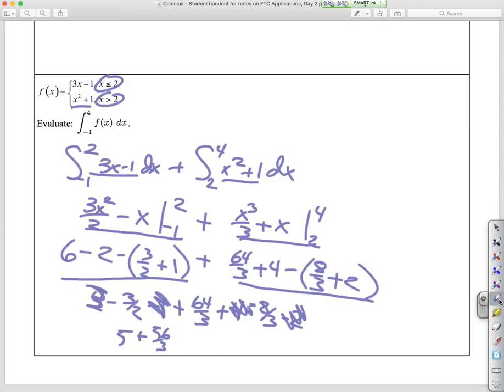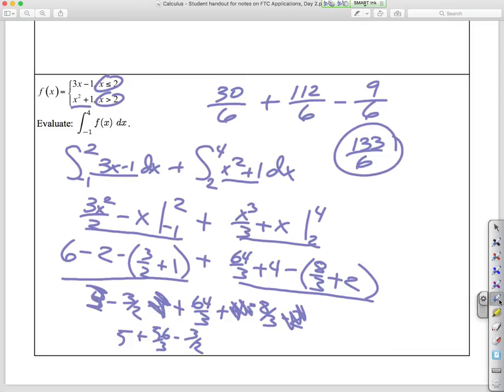And then I had the minus 3 halves. So what does my common denominator need to be? 6. Alright, so the numerator of my first fraction is going to be 30. Second fraction, 112. And my last one, 9. So 30 and 112 gives me 142, minus 9 is 133. So we end up with 133 over 6.